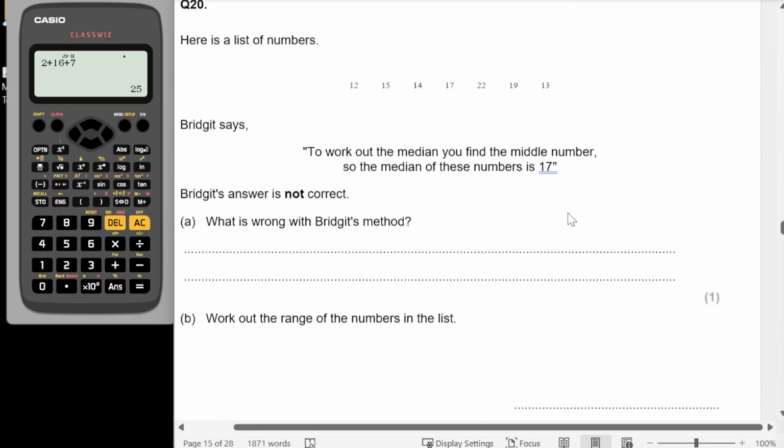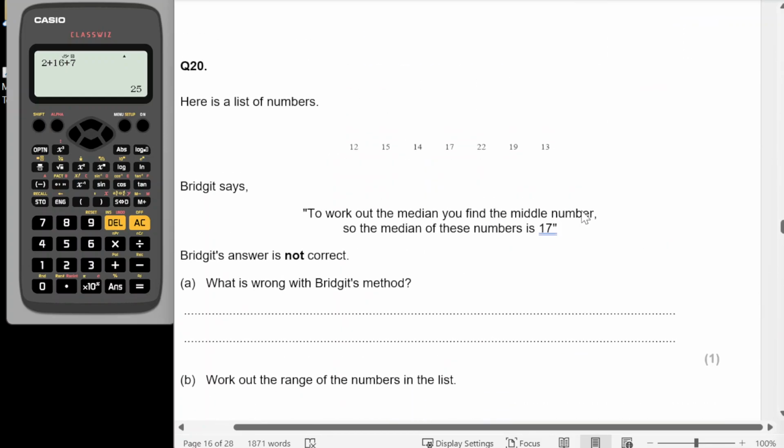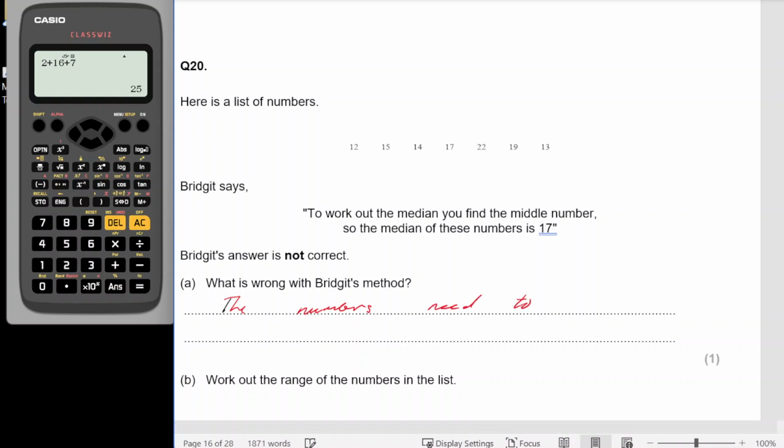Okay, and then question 20, here is a list of numbers. Bridget says, to work out the median, you find the middle number. So the median is 17. Bridget is not correct. What is wrong with Bridget's method? So she's got this part, you do find the middle number, but she's missed out the first step. So the numbers need to be in size order first.